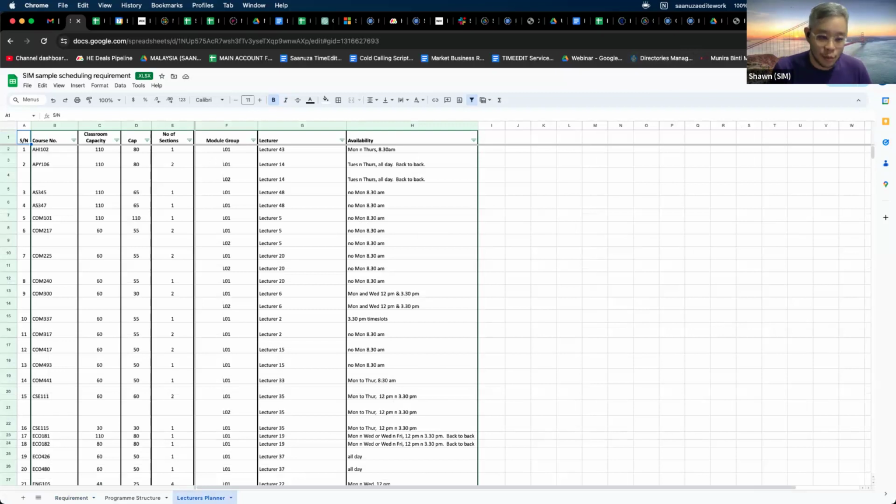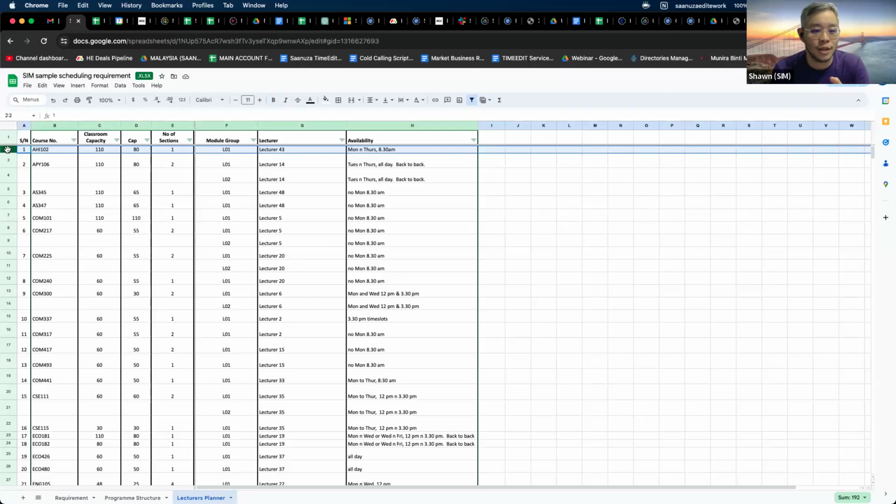Okay. So in this table where we have the lecturer planner, for example, if you look at the first one, the lecturer availability is Monday, Thursday, 8:30 a.m. So this lecturer is only available at this time slot. And this lecturer is only teaching on certain days. So, these kinds of things.